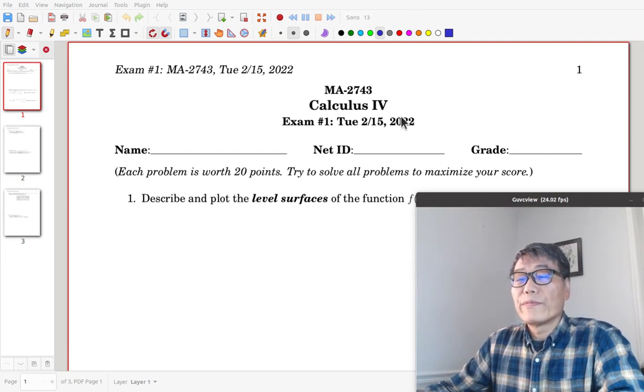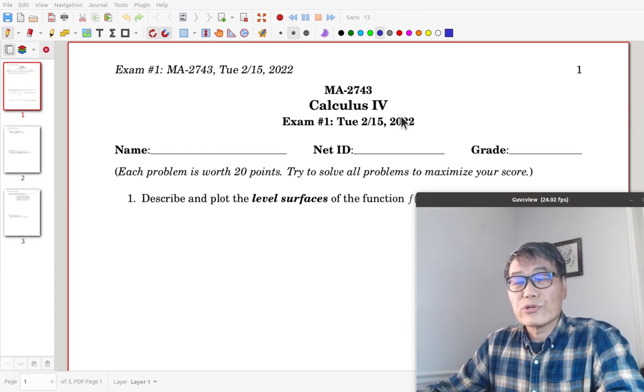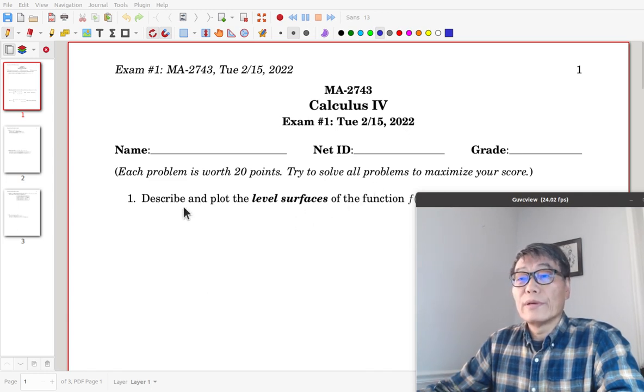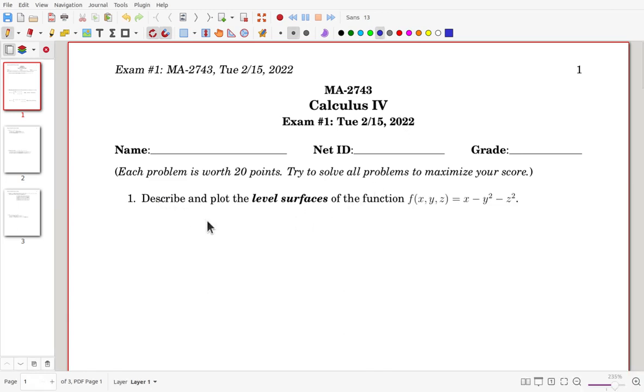As a review for exam number 1, we'll try to solve a set of problems I made 2 years ago. Number 1, describe and plot the level surfaces of the function given in this way.